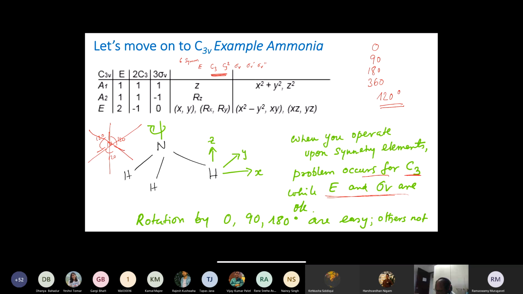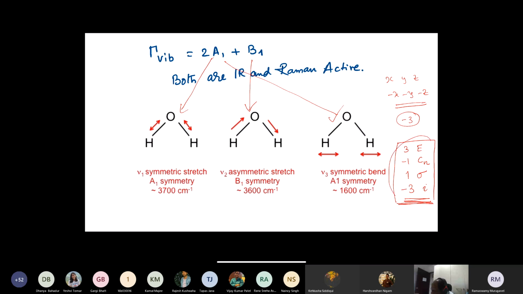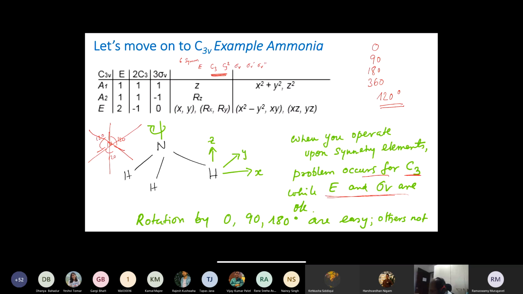Nothing happens. When you rotate by 120 degrees, as I showed in the last slide with the Cartesian coordinates, this becomes an issue. You cannot say that it's -1 per unmoved atom. This could be different, because algebra is not enough now. Now you need trigonometry. You need to know the angle of rotation and its cosine value.